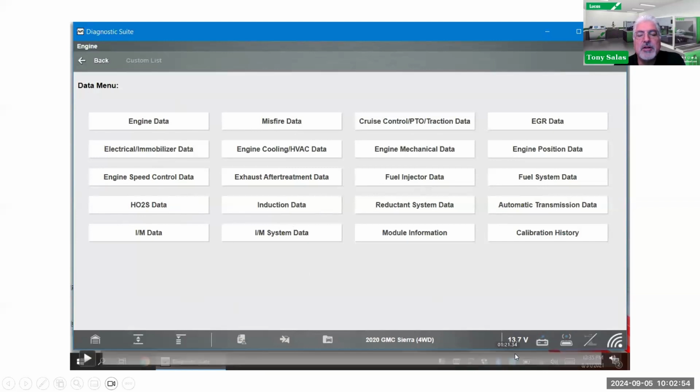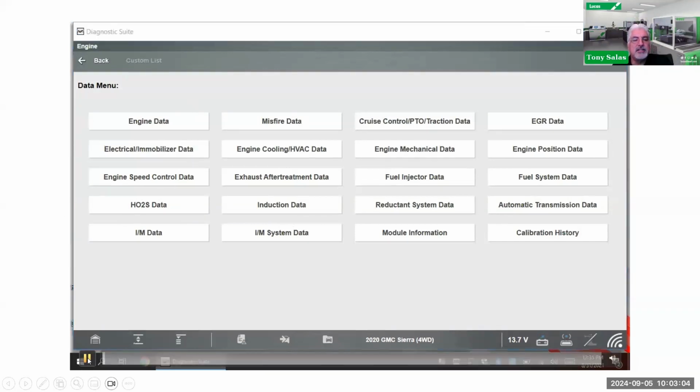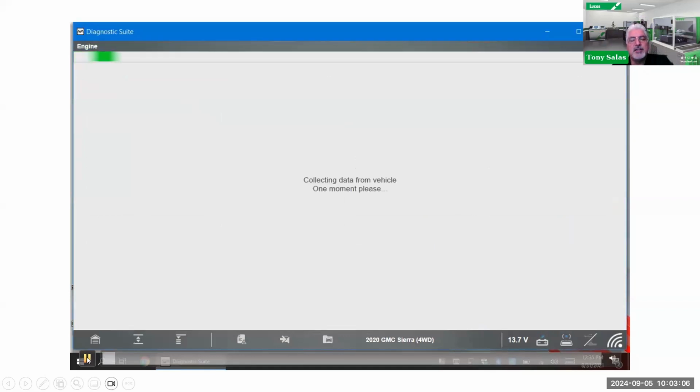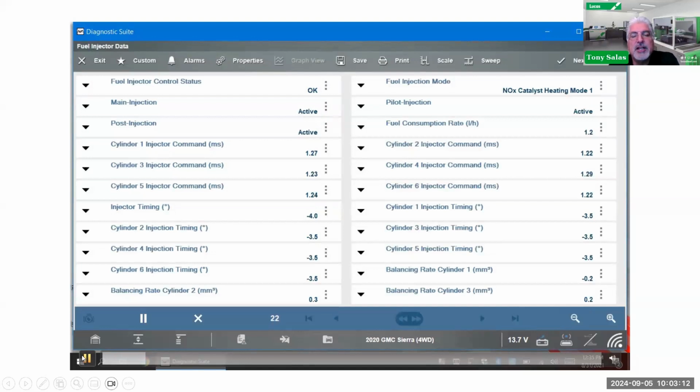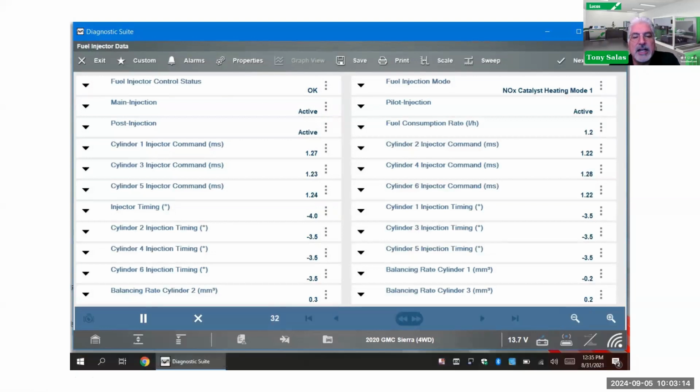But what I also like while I'm working on this is I can see my battery voltage right there, 13.7 too. So I can see that. But again, your list of available data is quite extensive from GM. Obviously, depending on the scan tool you're using, it's going to show them in a different way, depending on what make and model you have. But in this case, once again, you start off looking at your data.